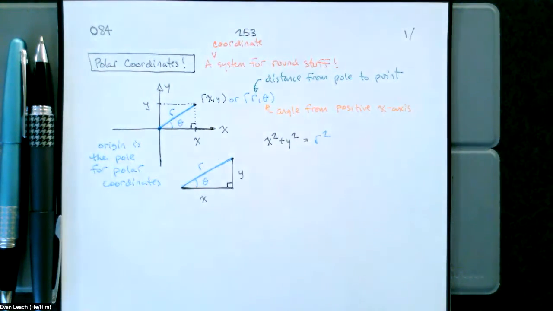So we could say that r is plus or minus the square root of x squared plus y squared. There's no r that we write with a negative that we can't write with a positive. Just move your theta 180 degrees or pi radians. So we can just worry about the positive one.